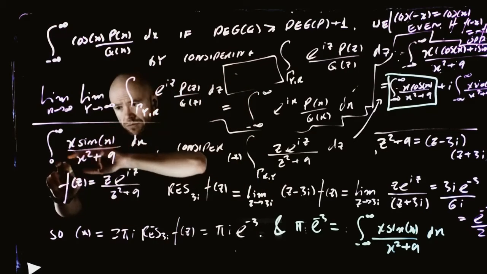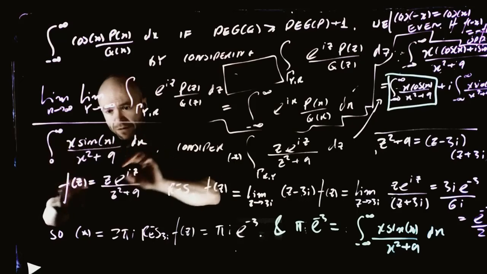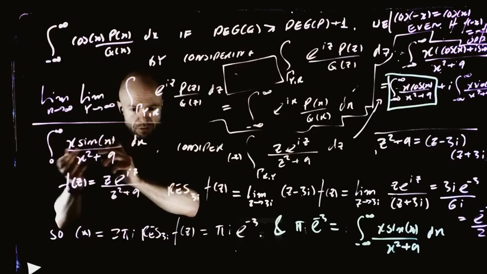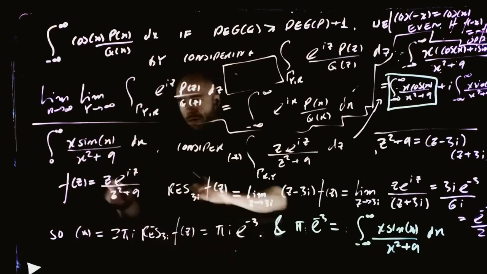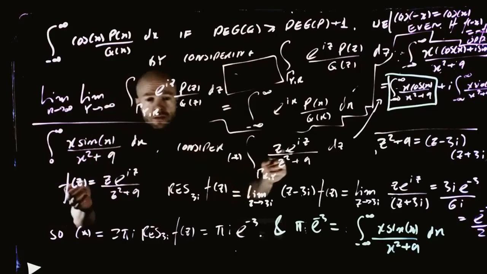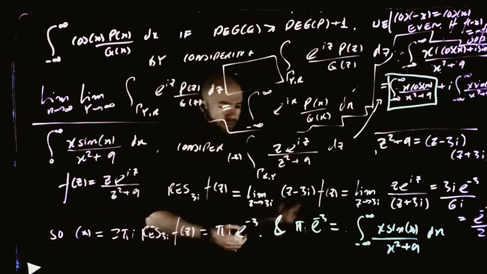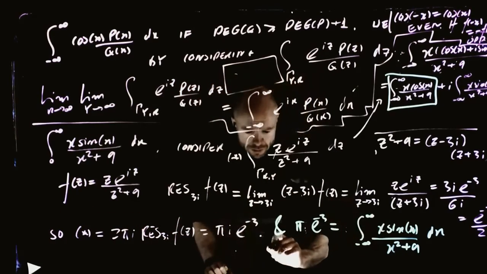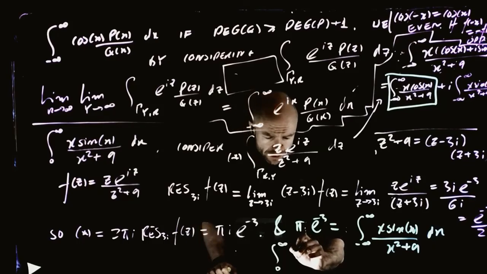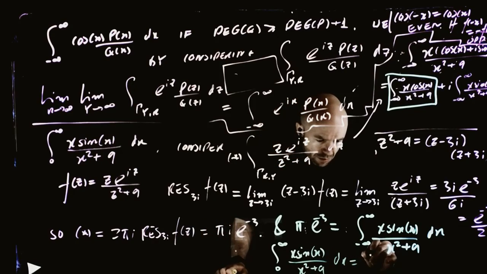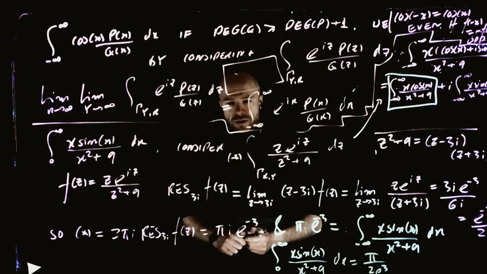This is not quite the same because, obviously, this is from 0 to infinity, but this entire function is an even function because x is odd, sine is odd, so the product of two odd functions is even. So the integral from 0 to r is exactly half the integral from minus r to r. So if we divide this by 2, we get what we want. The integral from 0 to infinity of x sine of x over x squared plus 9 dx is equal to pi over 2 e to the 3. And that should be our answer.